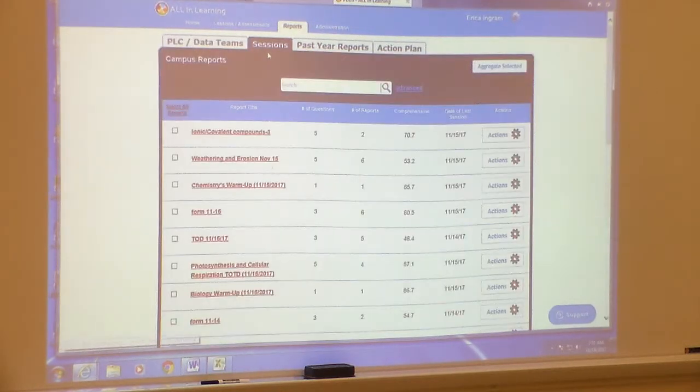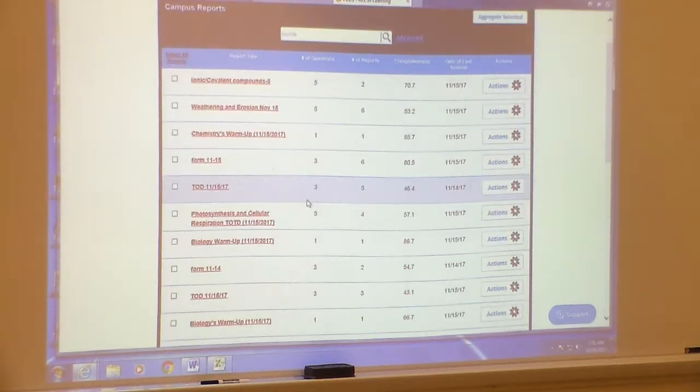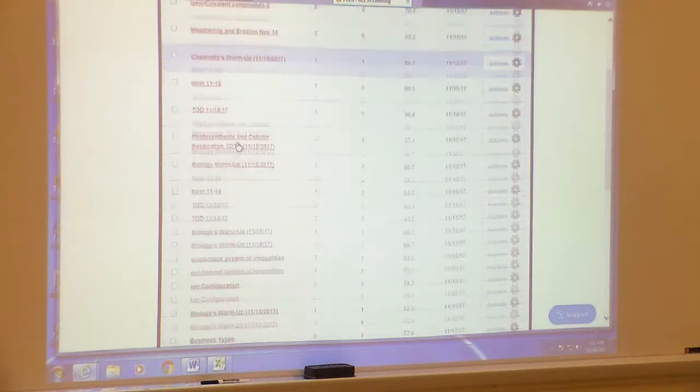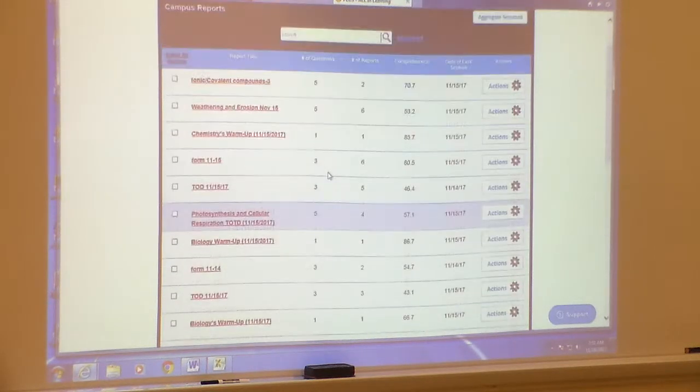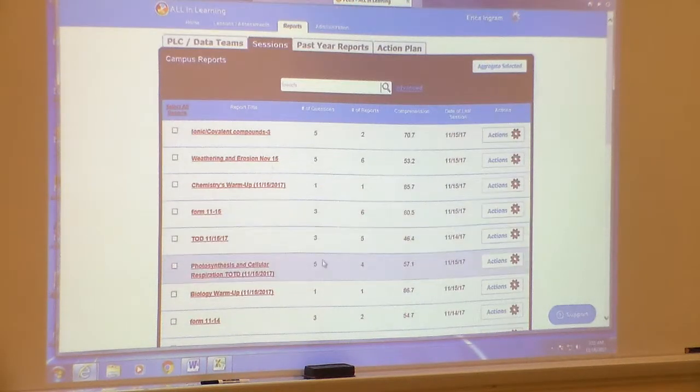And then sessions. This is where we go in, and here's the date, and I can see the activity that was titled. When you come all the way down, it shows how many questions we had on it and how many reports you have for that activity. Like here, weathering and erosion, I know we had 6 sessions of that going on. And then it shows us the scores.